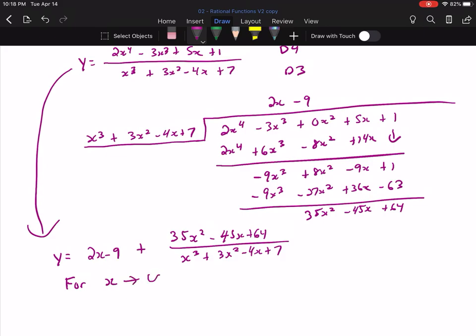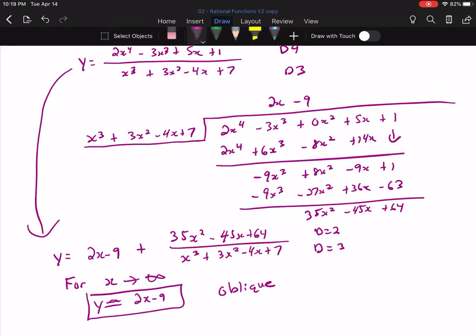But watch what happens here. For x goes to infinity, y equals approximately 2x minus 9. Why? Because the degree of the denominator was 3, the degree of the numerator was 2, and for large x values, that's going to go to 0. That's not going to be a big part. And so my equation of my oblique asymptote is y equals 2x minus 9.